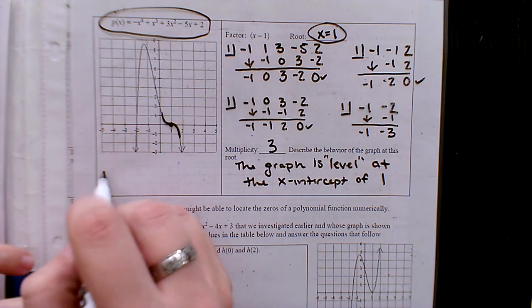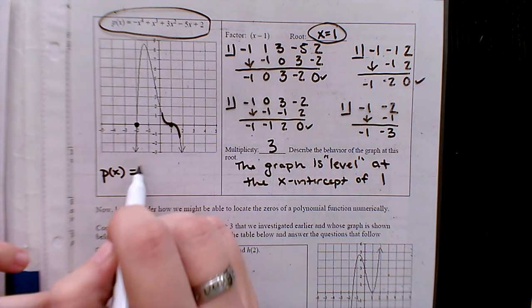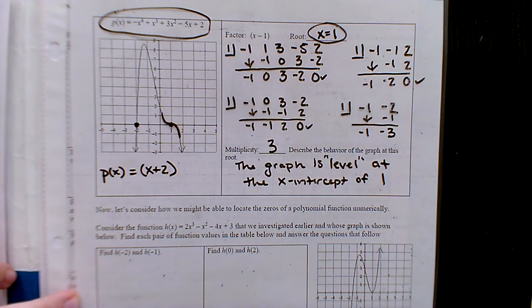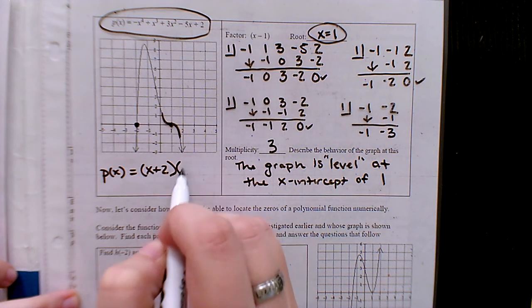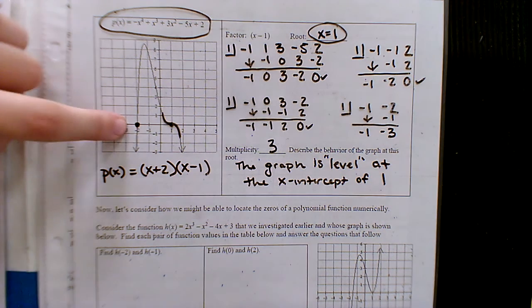factors would look like. So based off of this graph, an x-intercept of -2, we would need an x plus 2. Based off of the 1, we would need an x minus 1. So those are the factors, but then we have to go back and analyze the multiplicities. How many times do they show up? How many times are they a factor?